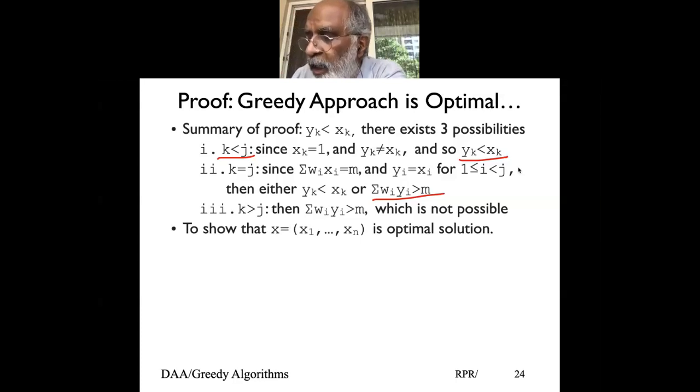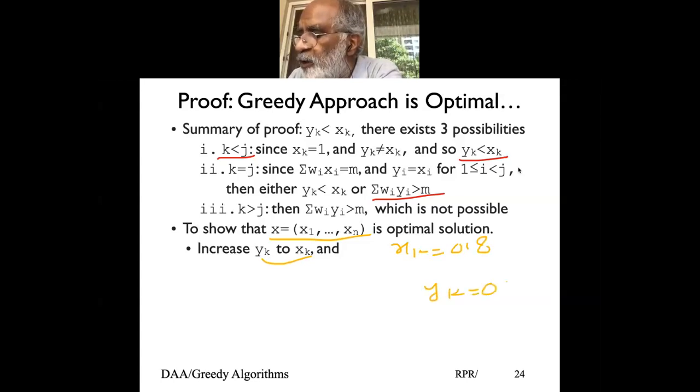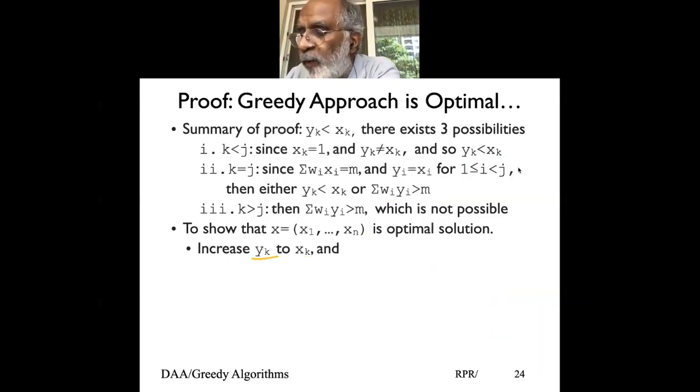So how do we show that our solution is equally optimal? So we know that they differ from kth index. So what we do is increase yk. So let's say my xk happens to be 0.8 and yk happens to be 0.6. But for me, of course, xk plus 1 is equal to 0, where yk plus 1 may be 0.1, yk plus 2 could be, let's say, 0.2 or something, whatever that kind. Doesn't really matter. So what I do is, given this case, increase my yk to xk.